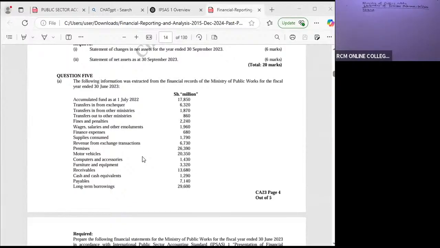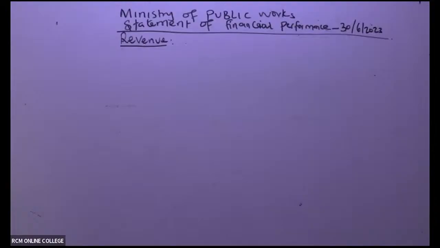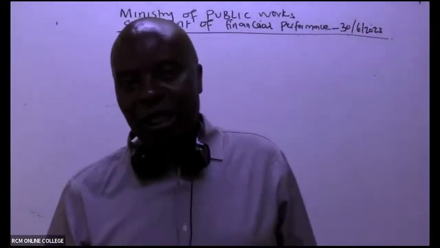We start here. If you look at this very keenly, the first thing that I would want you to see, ladies and gentlemen, is this one here. Accumulated fund as at 1st July 2022. If you allow me to explain something about this accumulated fund, I will be able to do that.